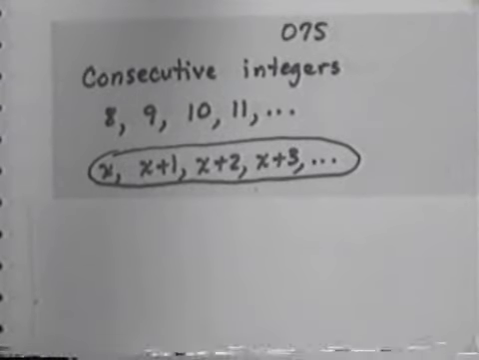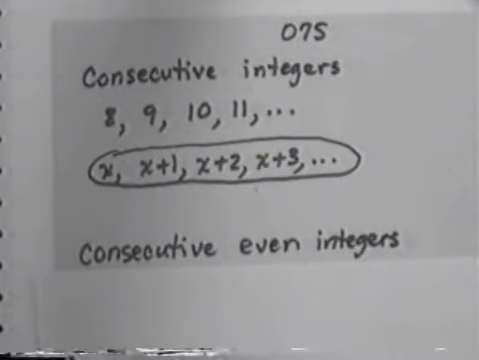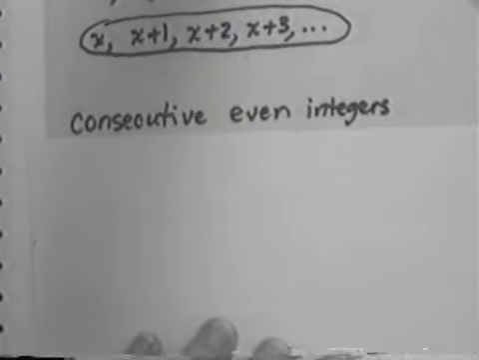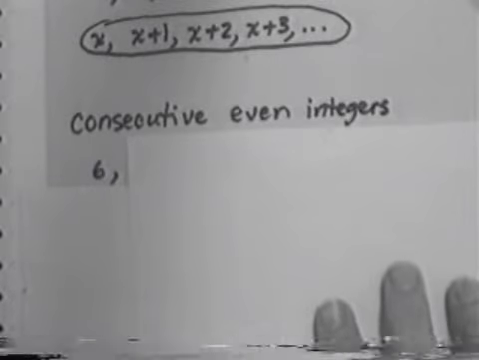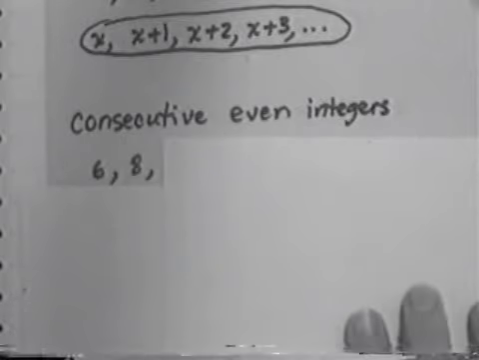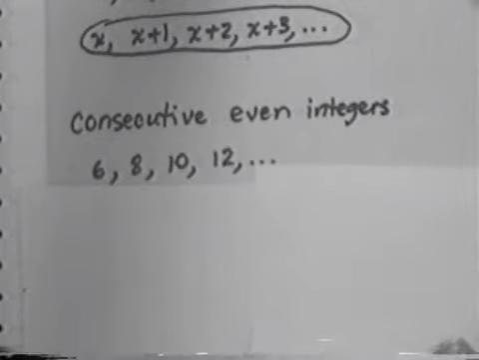Sometimes we work with consecutive even integers. Well, 8 is an even integer, 200 is an even integer, -6 is an even integer. Let me use as my example to start with 6. The next even integer after 6 is 8, followed by 10, and then 12, and so on. And so 6, 8, 10, 12, ... would be an example of consecutive even integers.